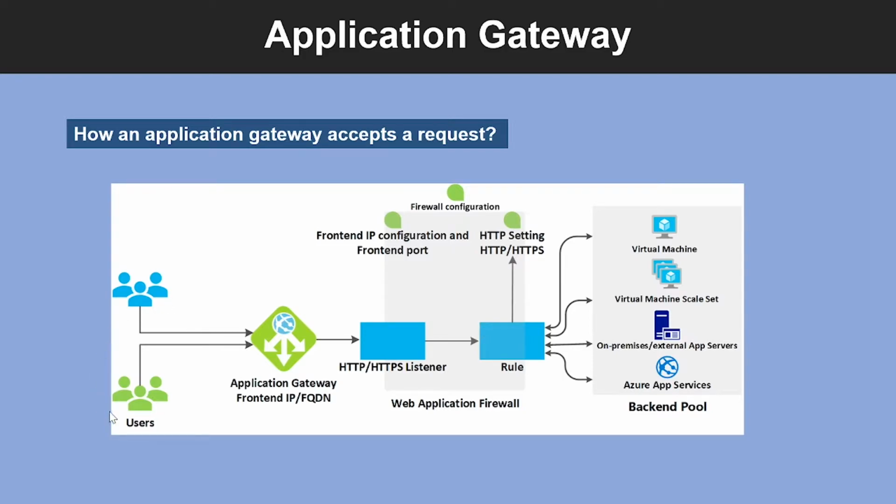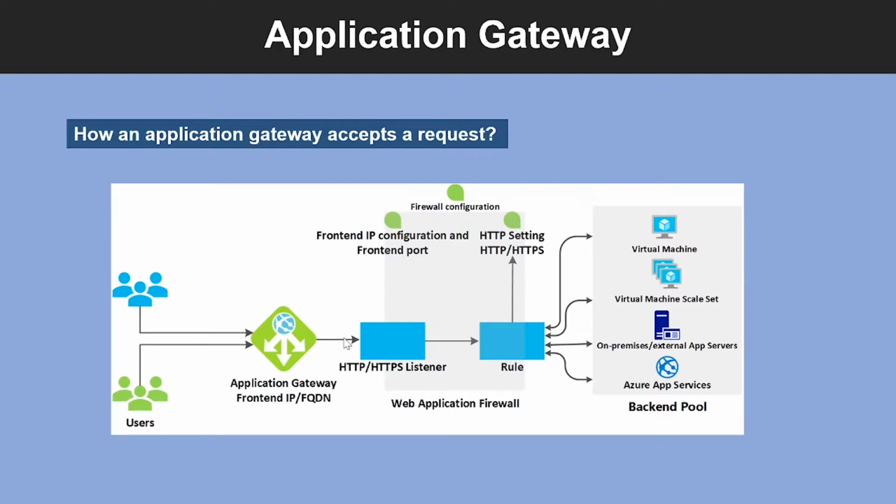So, how does an application gateway accept a request? The first step is, before a client sends a request to the application gateway, it resolves the domain name of your application gateway by using a DNS server. And Azure controls the DNS entry because all application gateways are in the azure.com domain. The second step is where Azure DNS returns the IP address to the client, which is the front-end IP address of the application gateway.